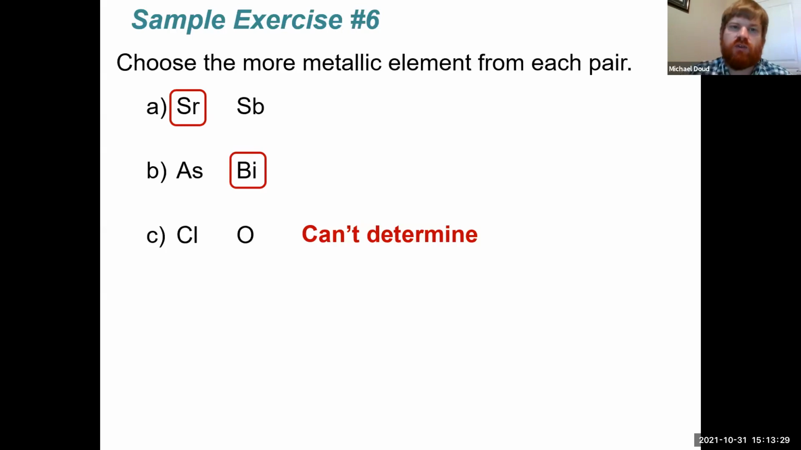Okay, well, that covers us for chapter 9. We'll be moving on into chapter 10, and we'll talk about how these electron structures actually form covalent compounds.